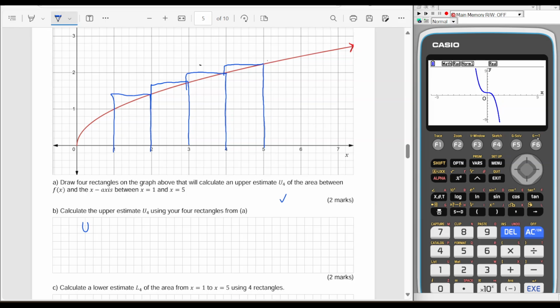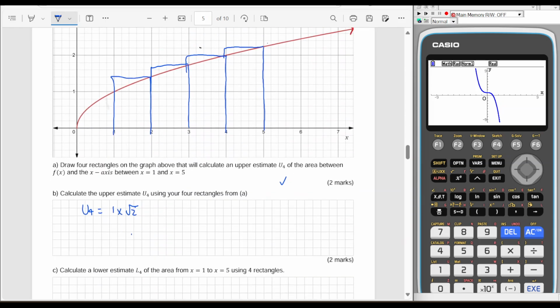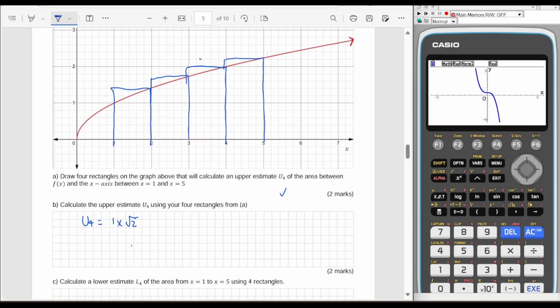Calculate the upper estimate. So U4 equals, so it's all of them are 1 times, and then you're essentially using the right hand side of the rectangle to get the heights, because that's the higher bit. So it's root 2. Well, in general, the function is root x. It's root 2 for that first bit. And then we got to root 5.